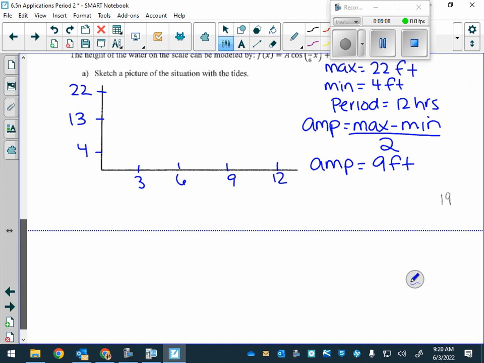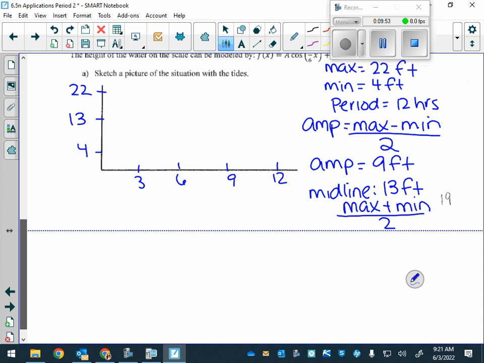But you could also find your midline by taking the max plus the min, divide by 2. What's 22 plus 4? 26, divide by 2. 13. So either way, the midline here is 13 feet. So before we fill this out, on the next page, you will see, and I'm going to leave this up here so we can fill out the graph, and you guys, after this next part, will fill out the graph as well.